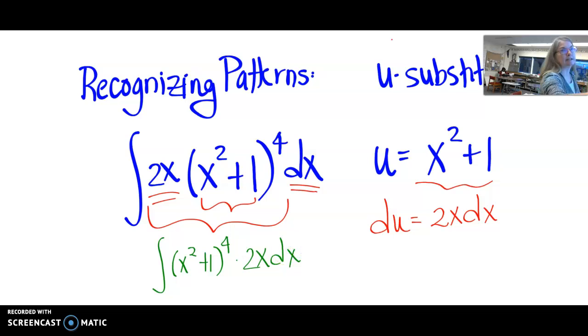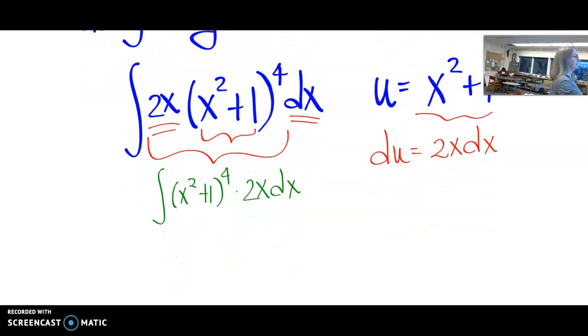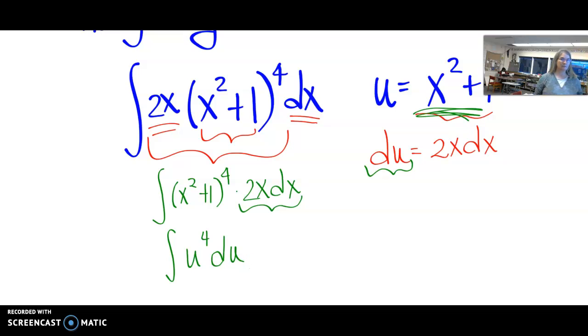Now, if you look at this, I can replace the x squared plus 1 with u. So I have u to the fourth, and then I can replace this piece with du. And now I simply need to integrate u to the fourth with respect to the variable u. So we're actually taking a fairly complex integrand and making it look easy.